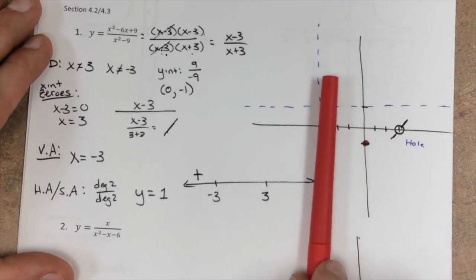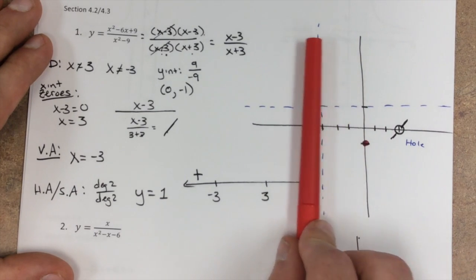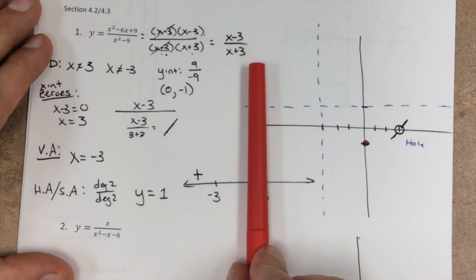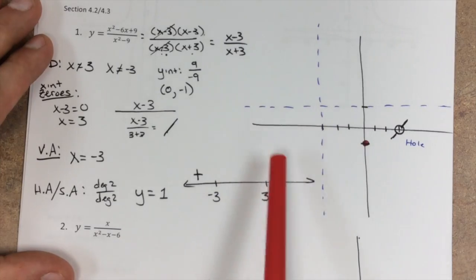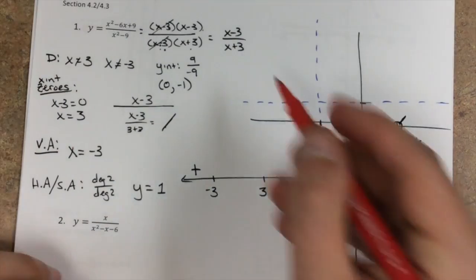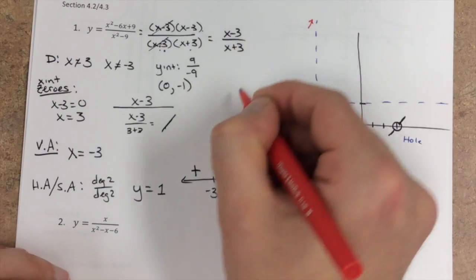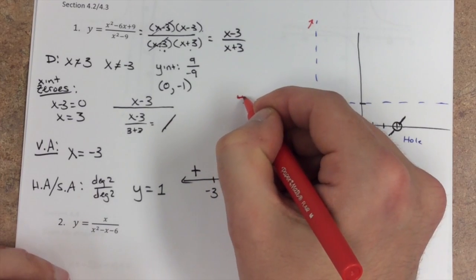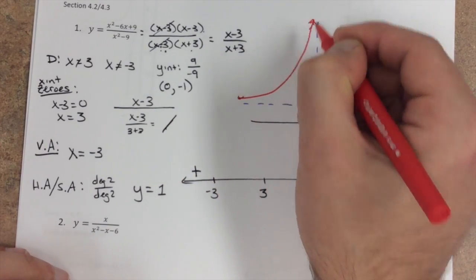So I look at my graph. Where is my graph going to be positive left of negative 3? Either up here or down here. Positive would be above. So I put my end behavior in. My graph goes up.